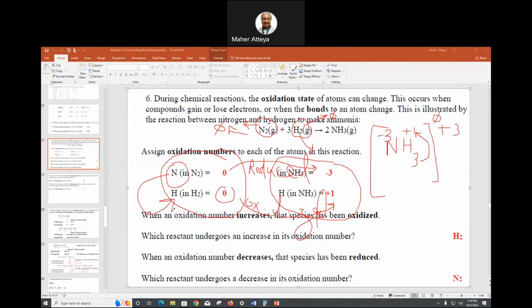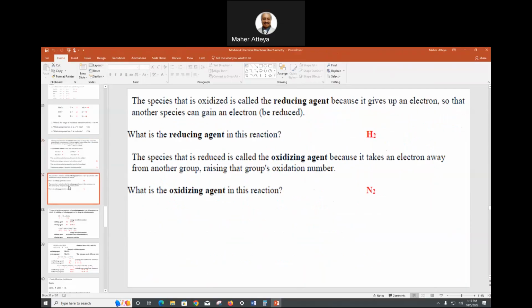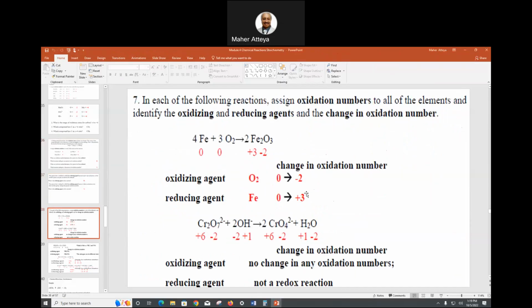So let's look at an example. Let's look at another example here. Okay, that will give you a reducing agent. That's the answer. But let's look at another example here.